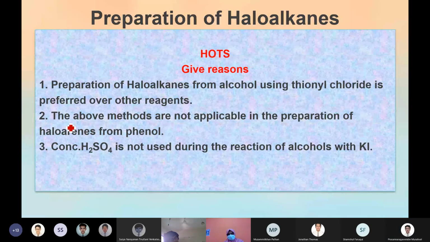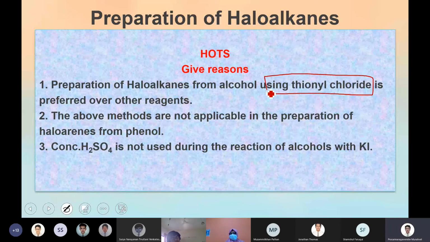Ma'am, can you repeat the answer for the first one? The byproduct, thionyl chloride, right? Yes. The byproducts HCl and SO2 formed are in gaseous state.